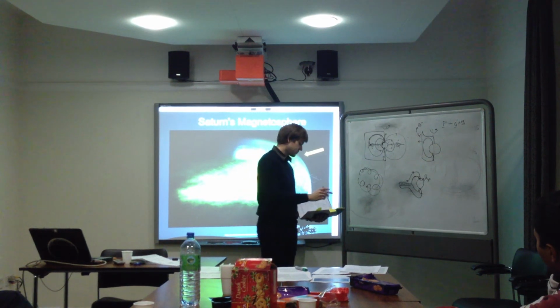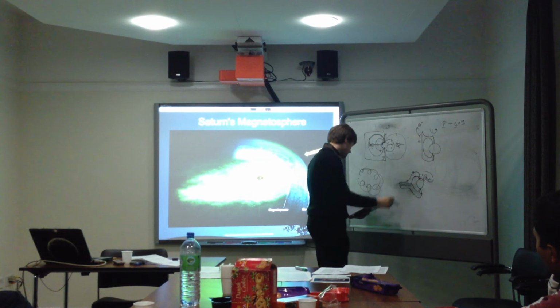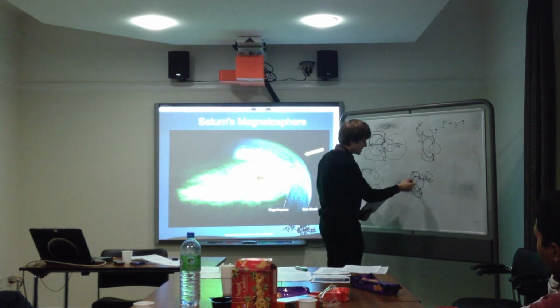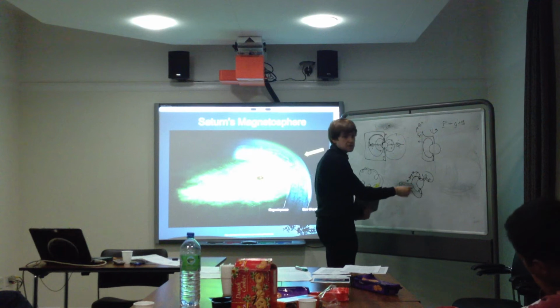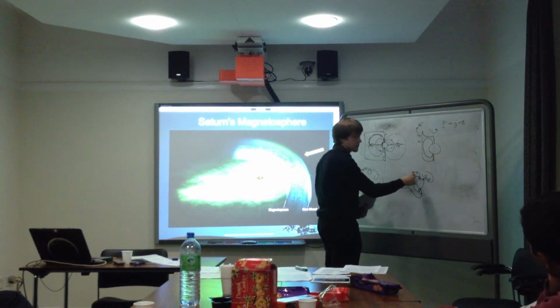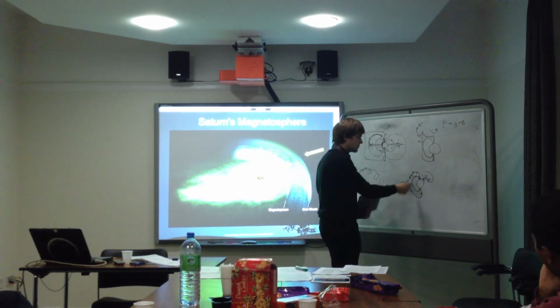And the measure of B phi, the azimuthal component, gives you a measure of the current flowing in the system. So the stronger the B field is, the more current you have flowing in this region, because this is the strongest current just after the ring current. So basically, the more azimuthal B field you have, the stronger the current is. And the stronger the current, the more plasma you have in the system.